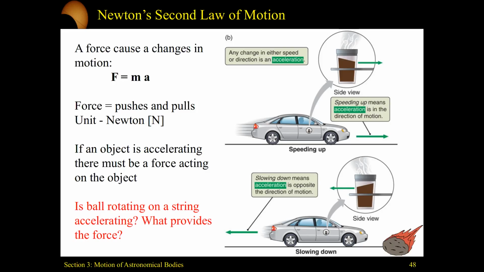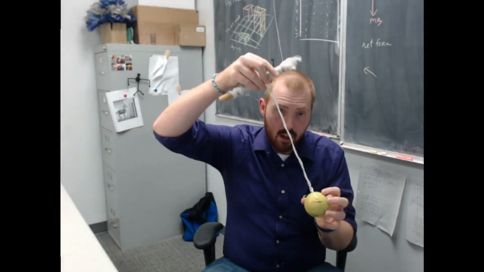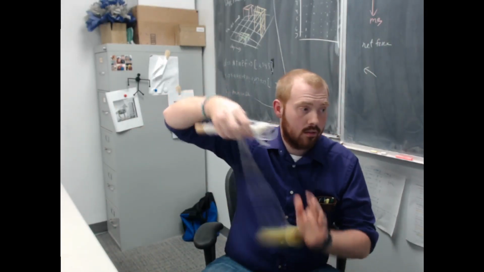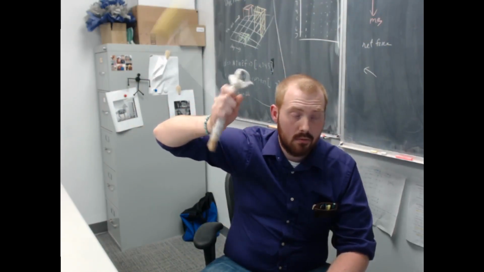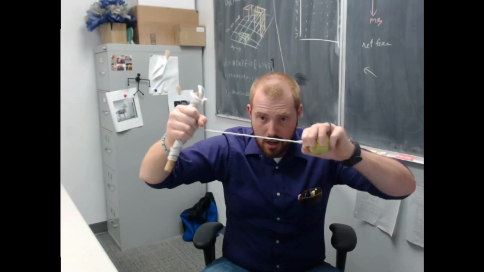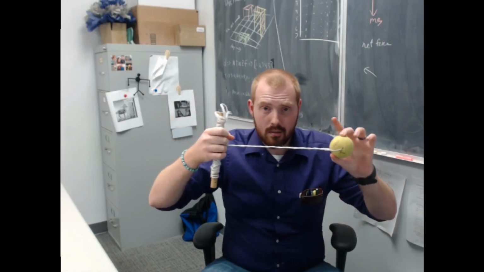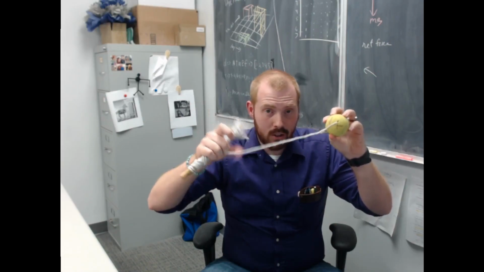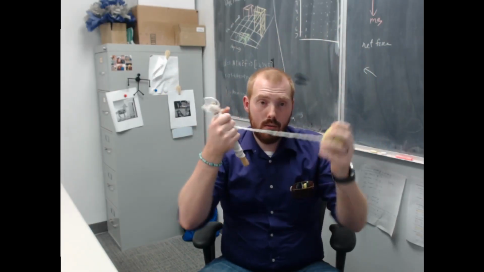What about a ball rotating on a string? Is there a force? Is that accelerating? So let's bring me back again. All right, here's my ball on a string. Is there a force on this object? Yes, there's a force. The force is the tension in the string. Something is trying to stop the ball from going away. So as long as there is a force in this string, the ball will go in circles. So there's a force here.